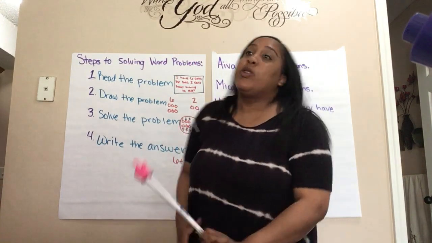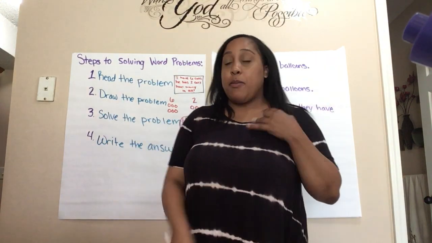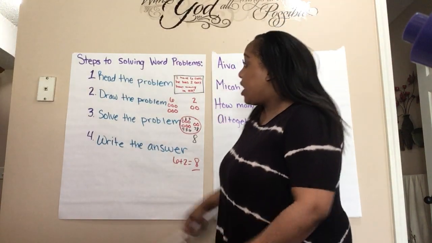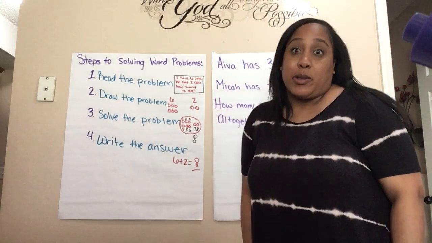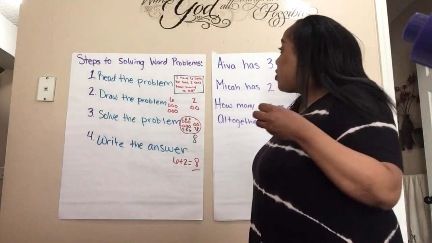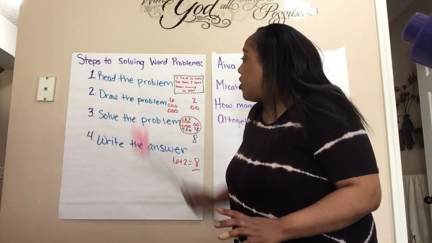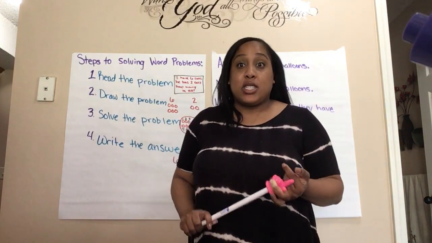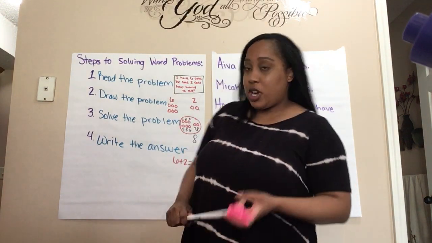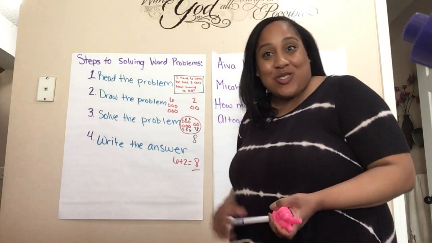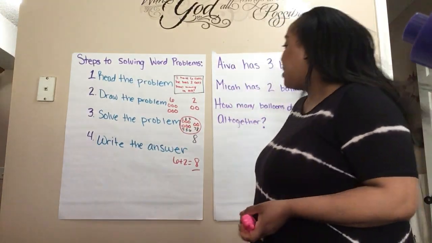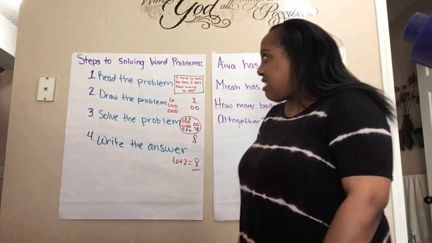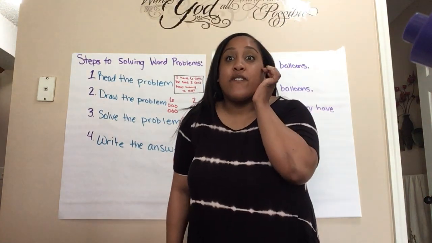Here are our kindergarten steps to solving word problems. First, we read the problem, or have the problem read aloud to you. Then you draw out the problem. You take the numbers that you hear in the word problem, draw them out, and then you solve the problem. Remember, there are different strategies and ways we solve our addition and our subtraction, and we're going to practice those ways today. And then you write the answer. All right, easy enough.